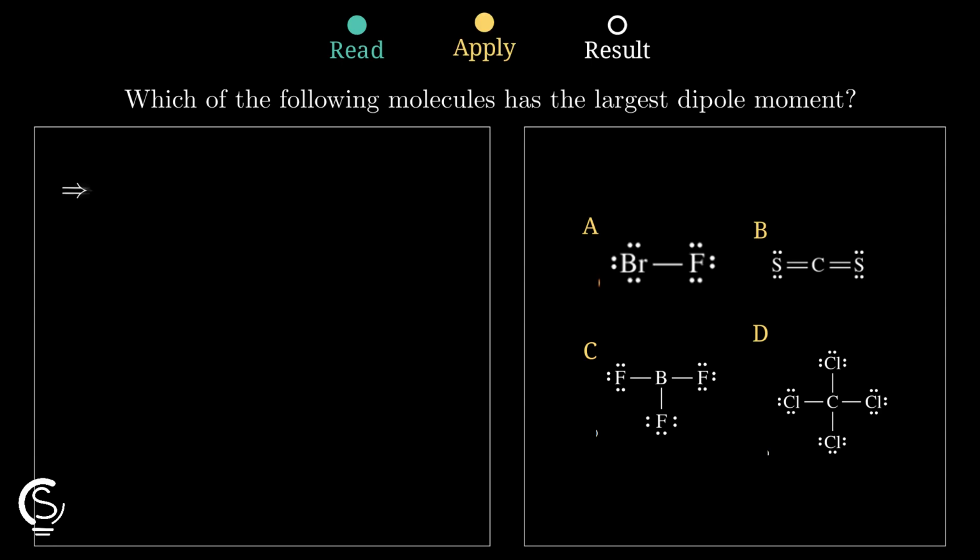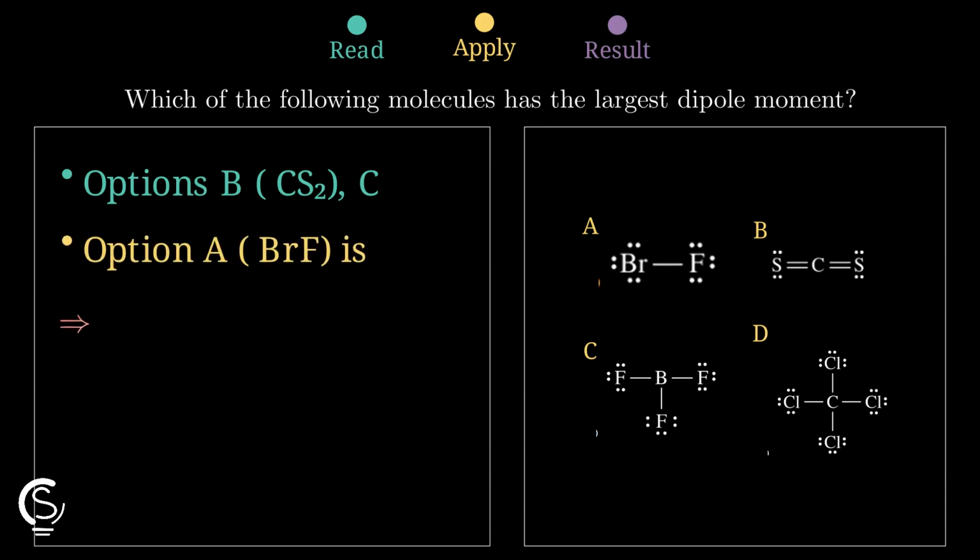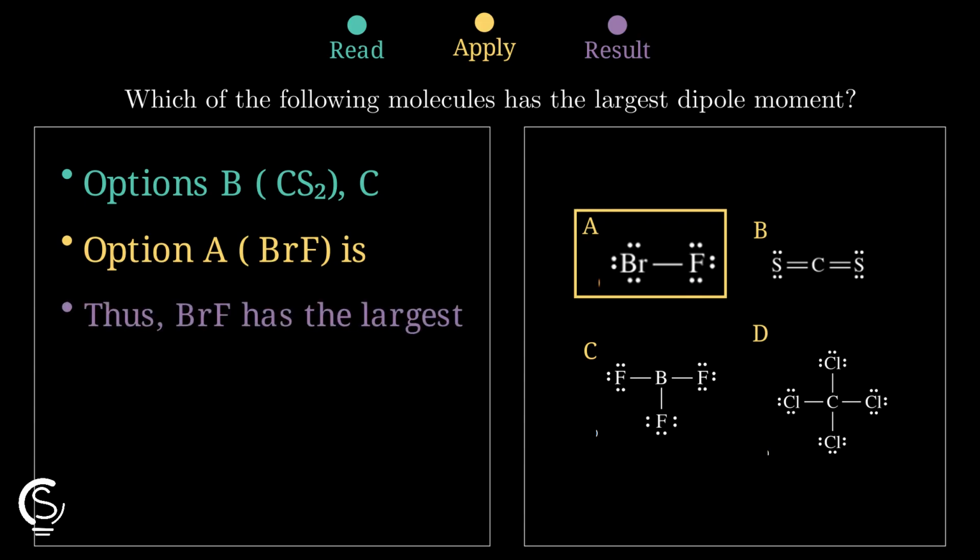Now check option A, BrF. It is a heteronuclear diatomic molecule, so there's only one polar bond and nothing can cancel it, which makes its net dipole strong. So the biggest dipole moment belongs to the molecule with uncanceled polarity, and that points straight to BrF, which is option A.